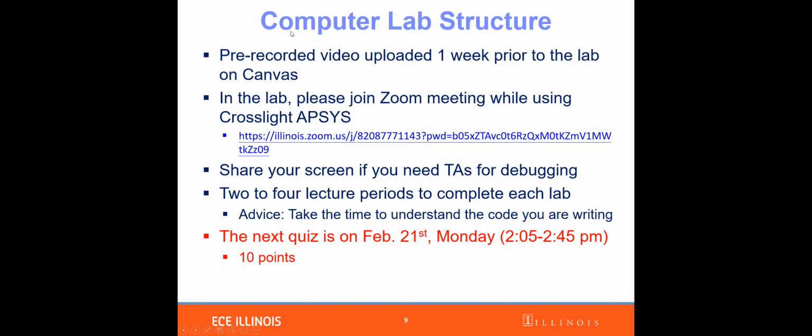Okay, so this is more like a computer lab structure in this semester. We changed a lot of things from one semester to another. So in this semester, we're going to have a pre-recorded video uploaded 1 week prior to each lab on Canvas. And you are expected to review it and bring all of your questions to the lab. So in the lab, you are also expected to join the Zoom meeting while using Crosslight EPSIS.